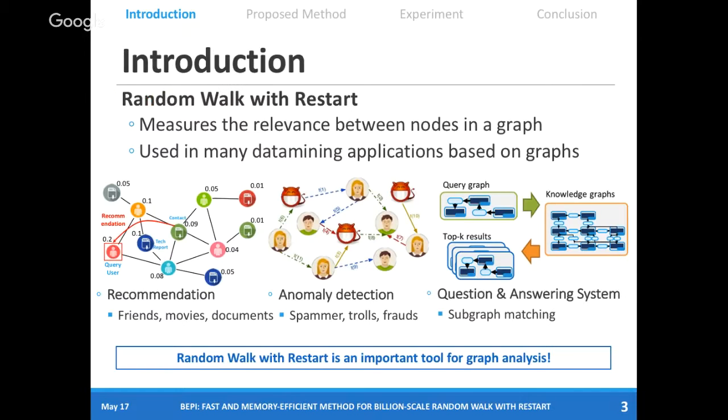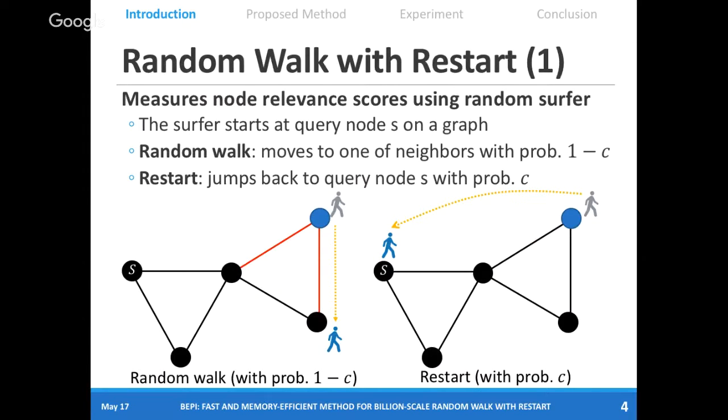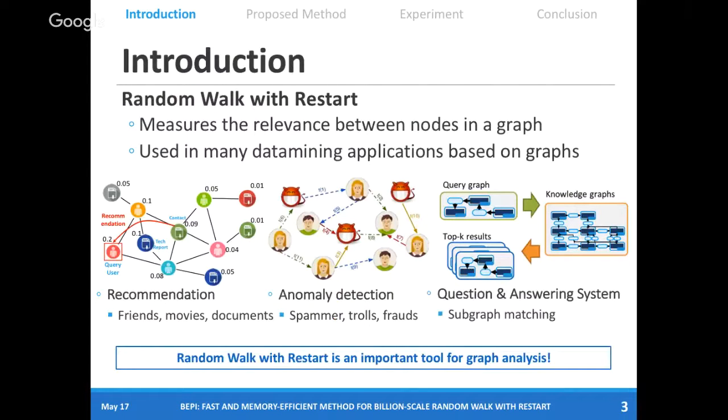Random walk with restarts measures the relevance score between nodes in a graph. It has been used in many data mining applications based on graphs, such as recommendation, anomaly detection, and subgraph matching. So random walk with restarts is an important tool for graph analysis.